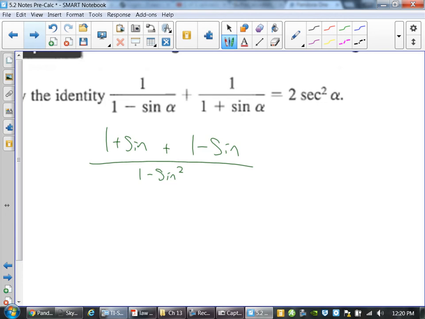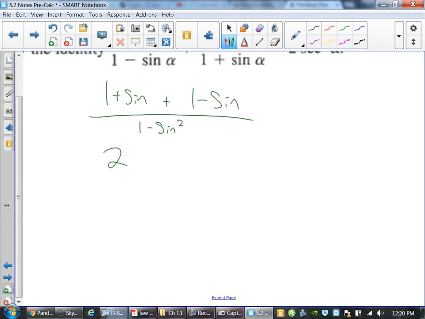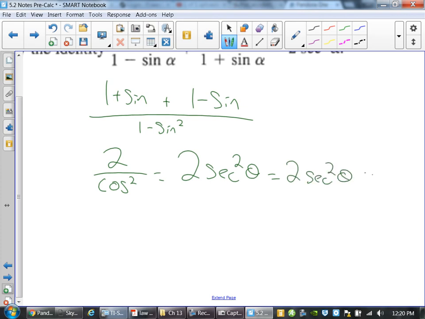What is 1 plus 1? 2. What is sine minus sine? 0. So you get 2 over cosine squared. Hey, what's 2 over cosine squared? How can I rewrite that? 2 times secant squared. And you're happy again.